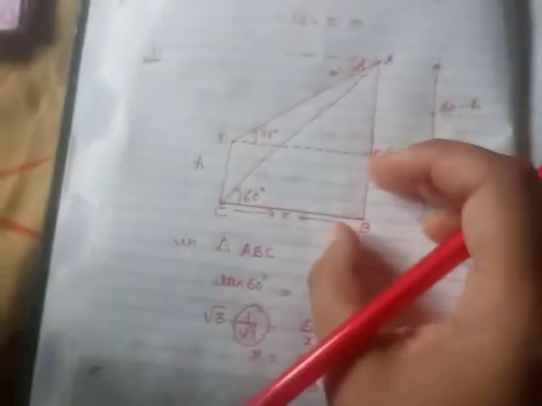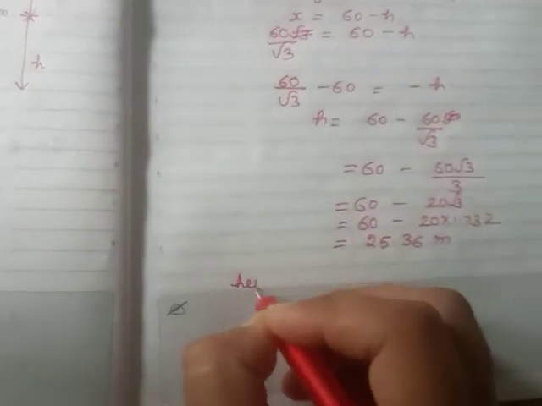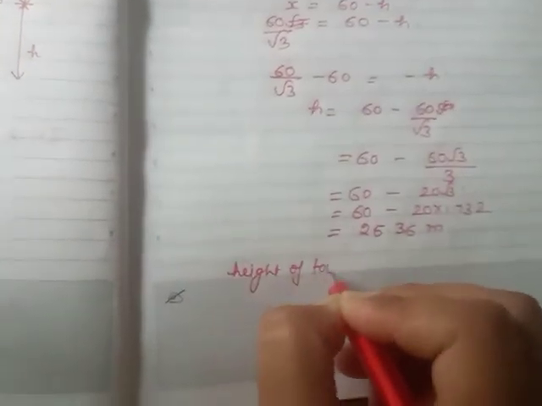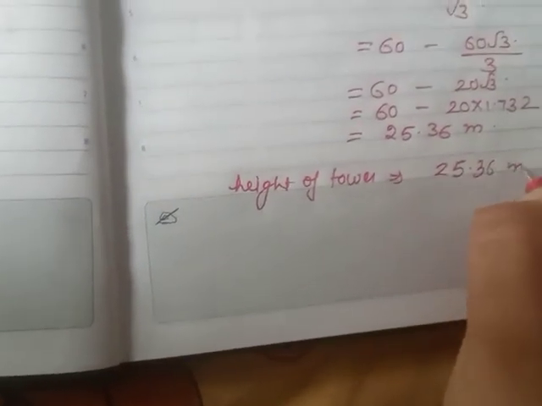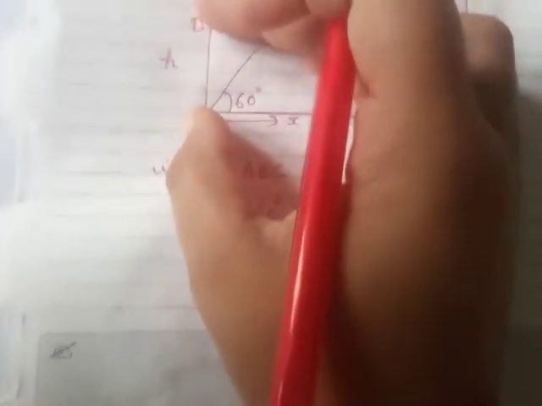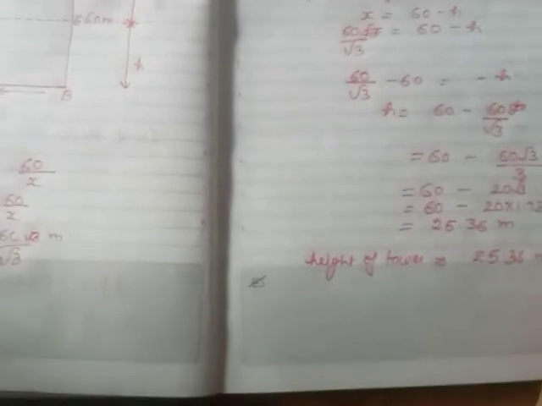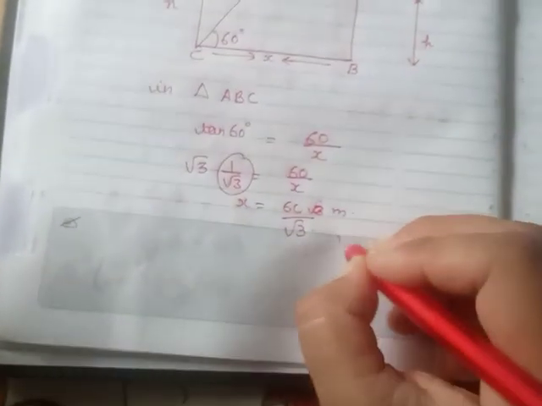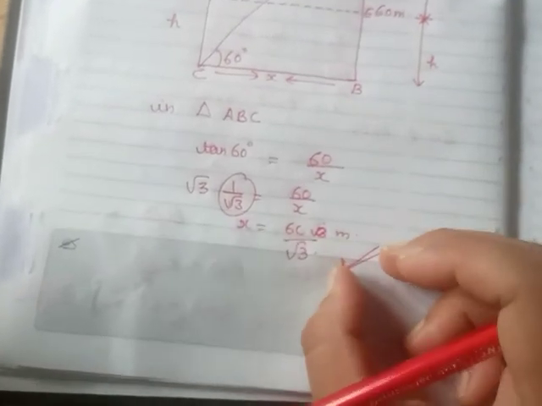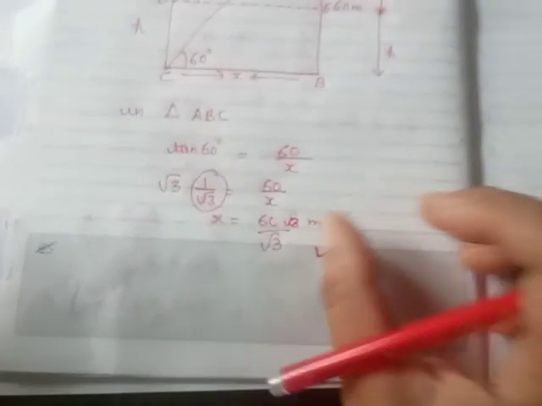Solve it. It will be 25.36 meters. So we had to find the height of the tower. The height of the tower will be 25.36 meters. That is the height h. So we got the height of the tower, that is 25.36 meters. That is one answer. And the second answer, the distance between the tower and the building, is that one. We will compile it in the form of a proper answer.